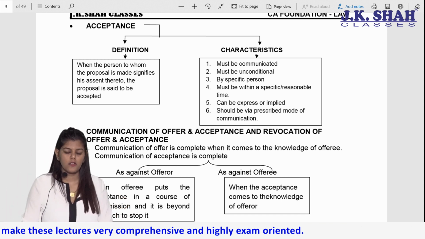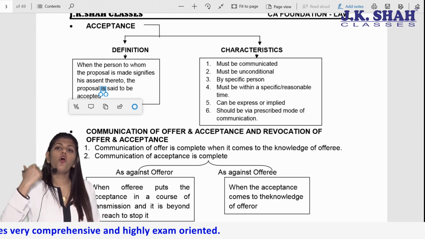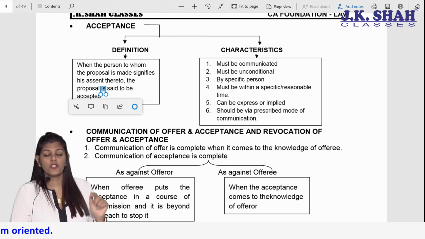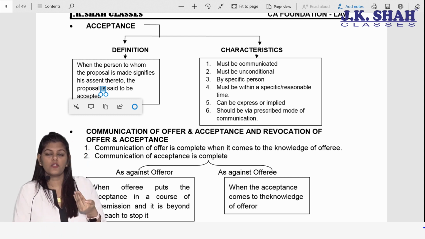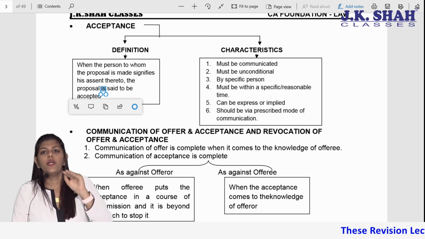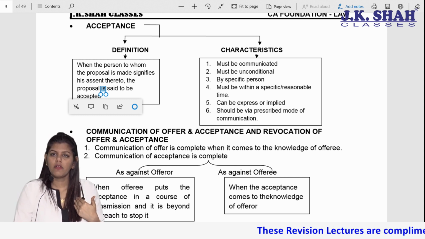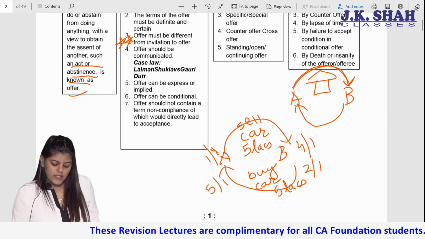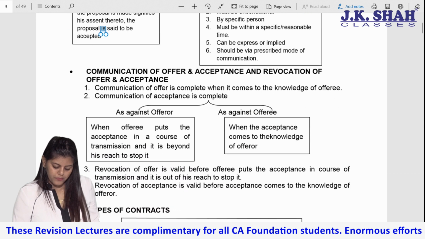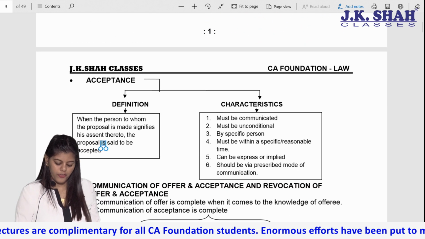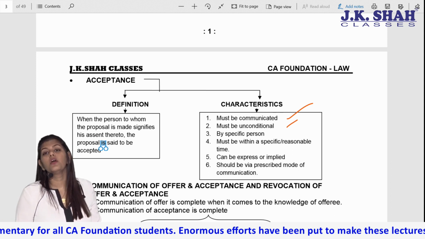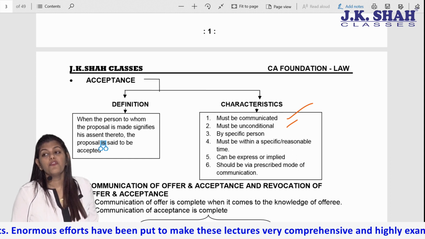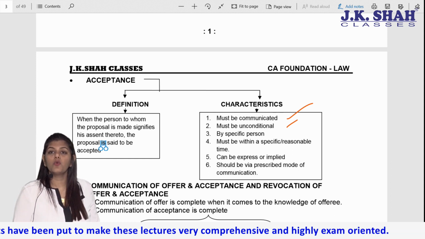Acceptance means saying yes. So when a person to whom the offer is made, the opposite person, signifies his assent. Assent means approval. When you communicate your approval to me, it is said that you have accepted it. Then your acceptance should be communicated like your offer. It should be unconditional, because if your offer is conditional, it's still okay. But if your acceptance is conditional, it will become a counter offer.